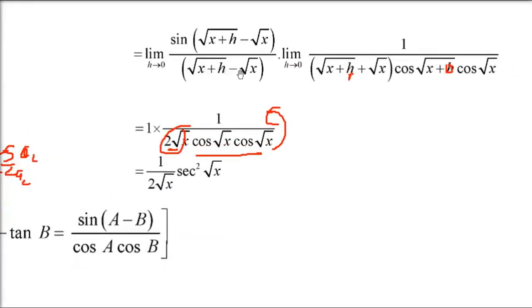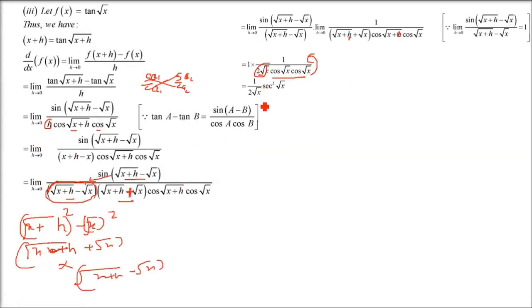So let me tell you again. This is 1 here and twice √x. This is cos and cos, so cos square √x. We'll take it to the numerator. It will be sec square √x. So this is sec square √x by twice √x.